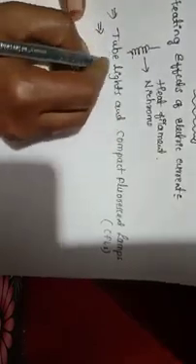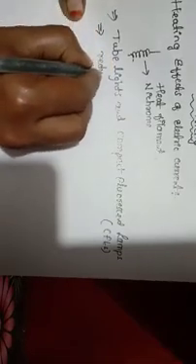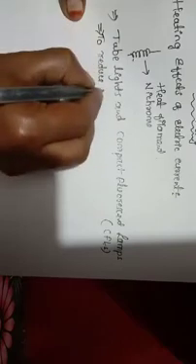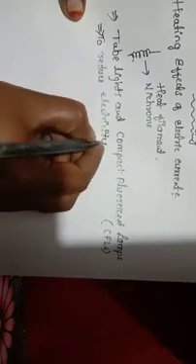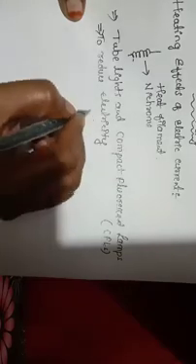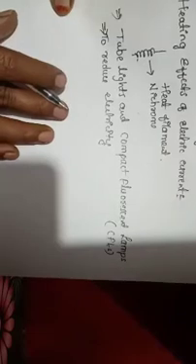Why do we use compact lamps and tube lights? To reduce electricity use. To reduce electricity, use tube lights and compact fluorescent bulbs.